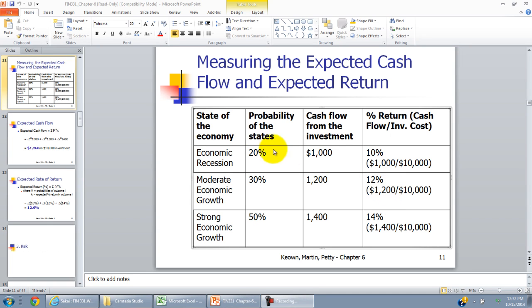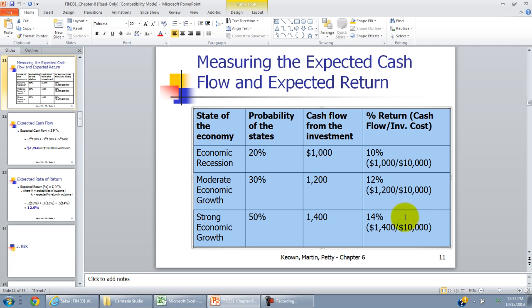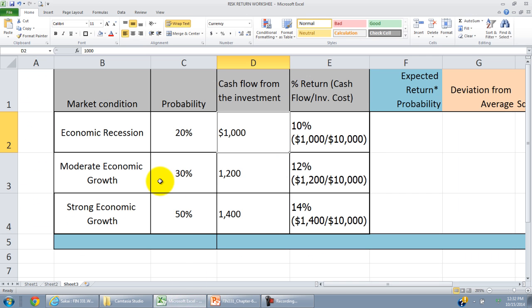Hello everyone again. In this video I will show you how to calculate expected rate of return and standard deviation, or risk, using the information provided in the table in our slide. First of all, I copy everything into Excel. So, assuming that we are analyzing the performance of our stocks next year.